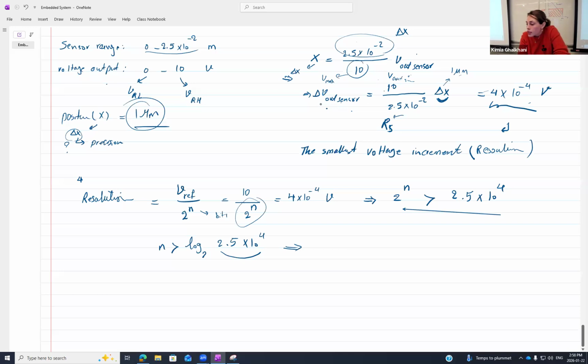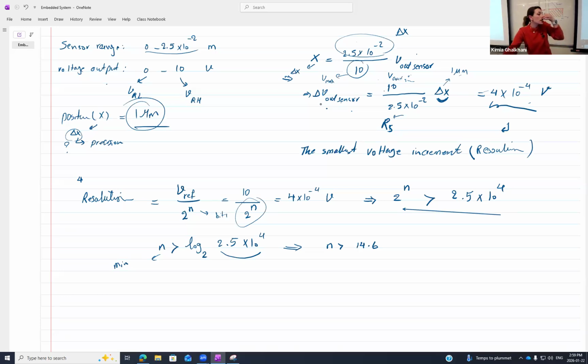And now I'm going to calculate it. Log in base 2 to find out what is the minimum value for N. Then what do I get in here? This is base 2. If you do a little bit of math in here, what you get is N greater than 14.6. Now, the number of bits for analog to digital must be an integer.